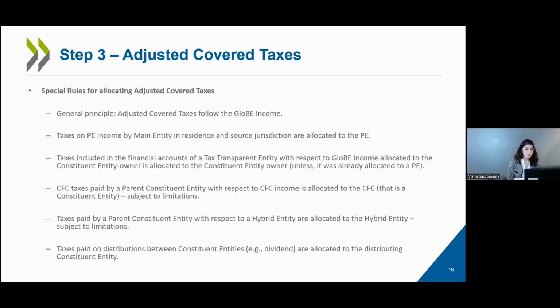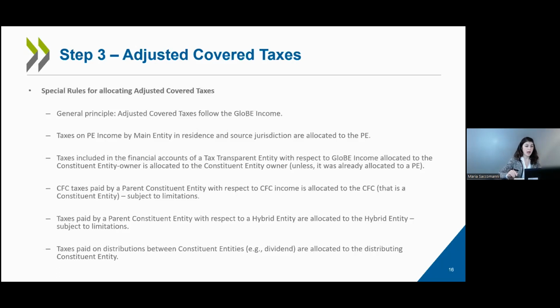As for the flow-through entity, also here the rule mirrors the allocation of the income to the constituent entity owner. The only point here is to verify whether the partnership has any permanent establishment in the jurisdiction or other jurisdiction. So here the rule would say first allocate to the permanent establishment and then the remaining taxes to be moved to the constituent entity's owner jurisdiction.